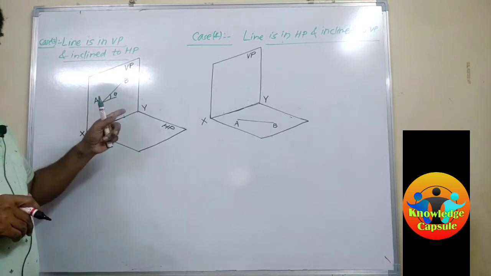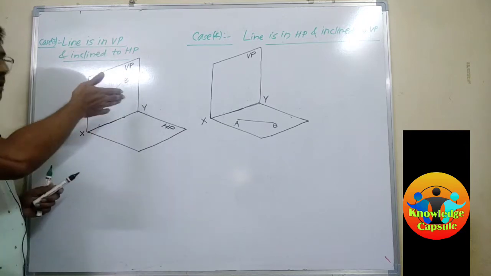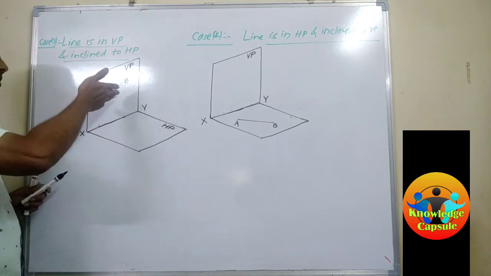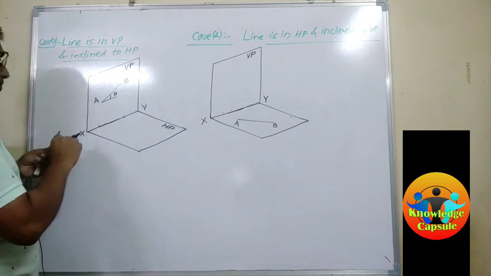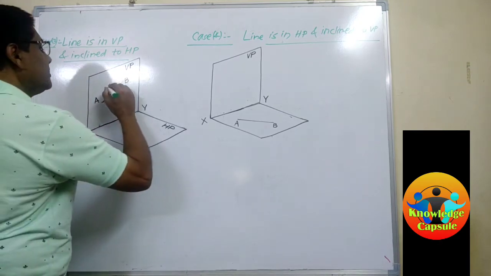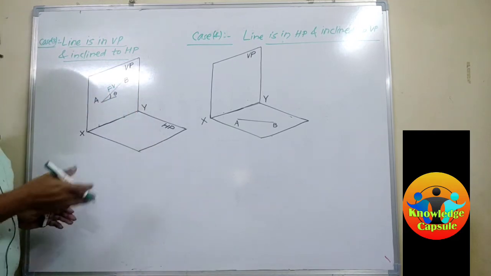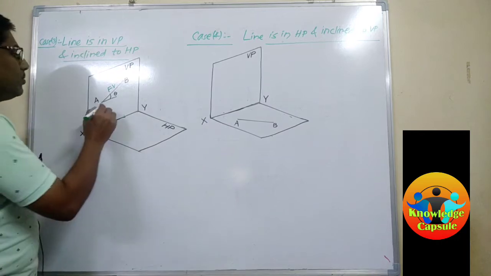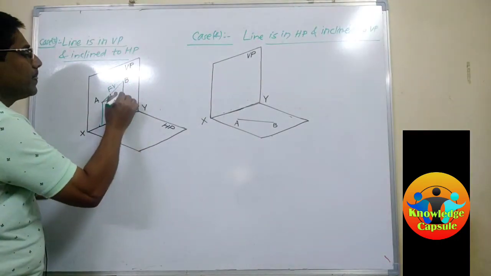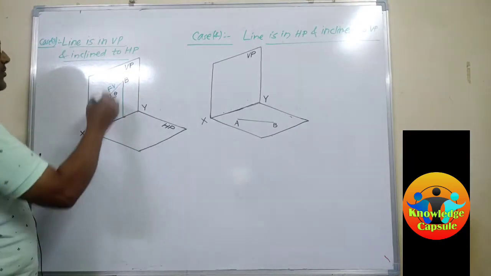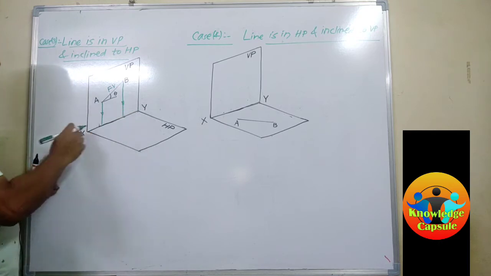Now line itself will act as front view because there is no question of projecting ends on the vertical plane, as the line is in VP. Therefore this line itself will act as a front view. Now to get its top view, what I am supposed to do, I have to project the ends on the horizontal plane. As the line is in VP, these projectors will meet XY line.